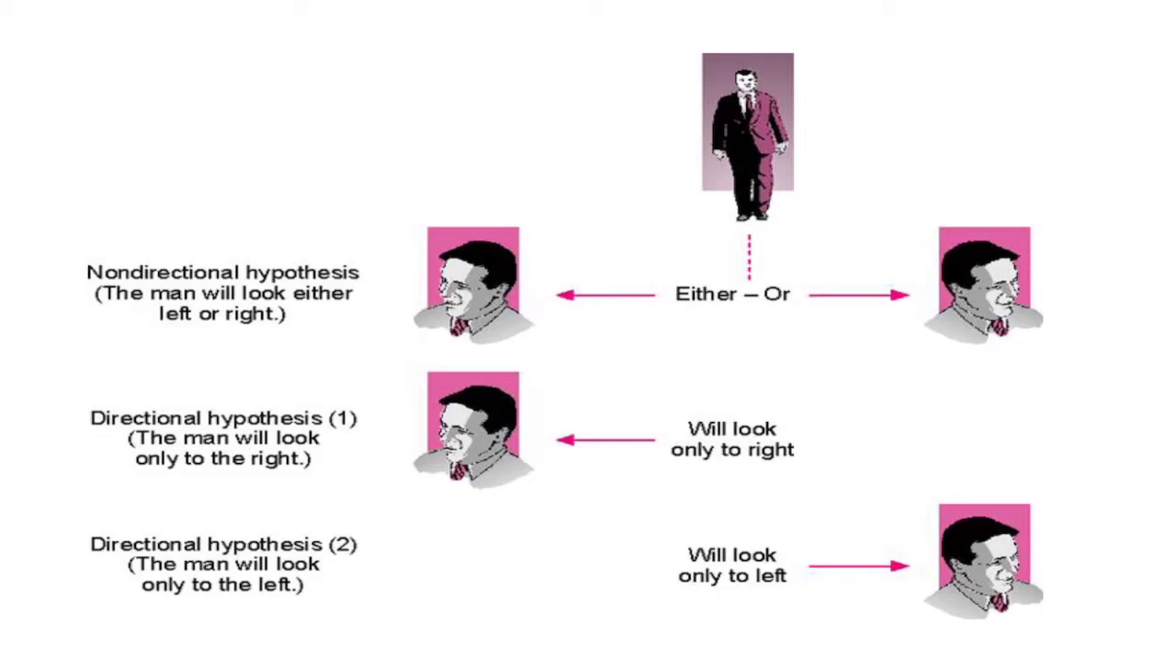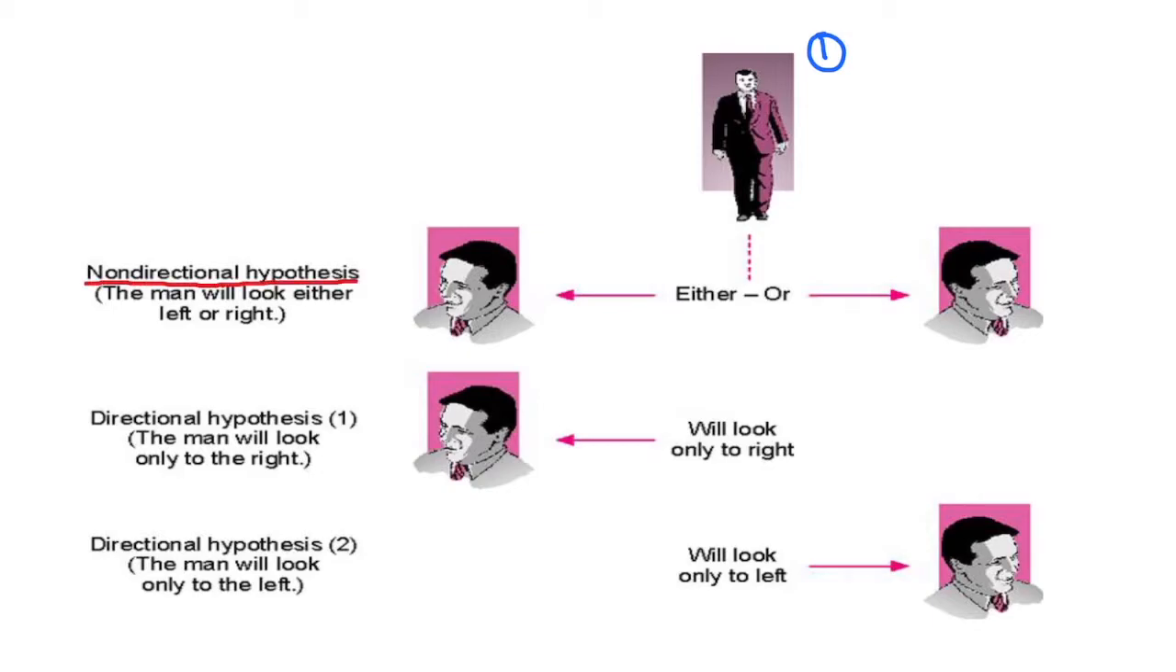So let's look at an example to see if we can make better sense of what we've talked about so far. Let's imagine that we start here at the very top. We have a gentleman that's coming through the door. We can say about this gentleman that as he comes through the door, he is either going to look to the left or he's either going to look towards the right. And so again, this becomes our example of a non-directional hypothesis.